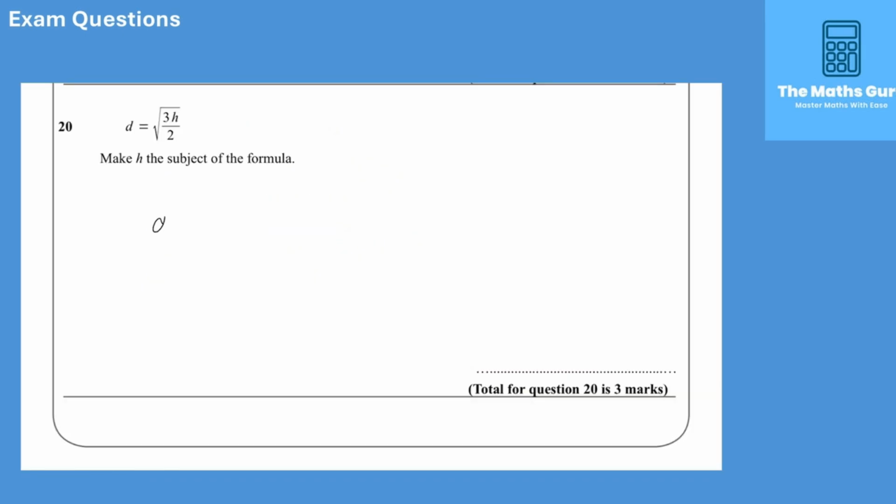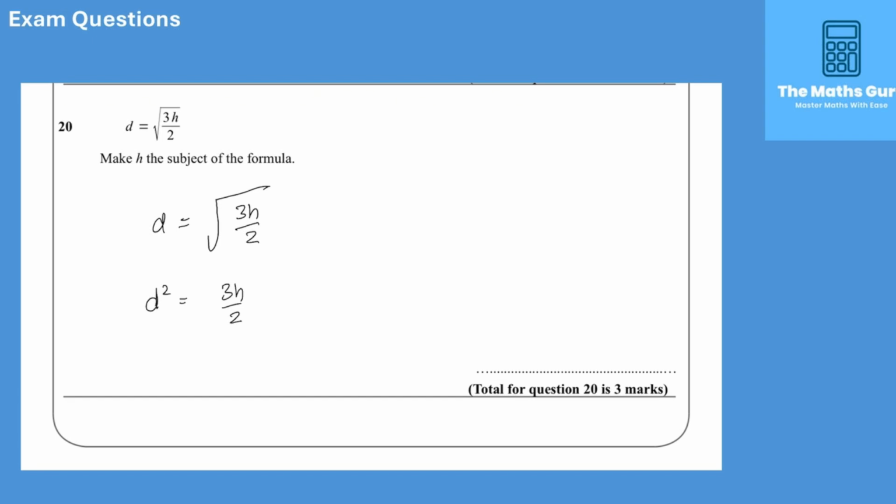Okay, moving on to the last question of today. We have d is equal to the square root of 3h over 2. Now to make h the subject of this formula, we see that the expression involving h is being acted on by a square root function. We then apply the opposite of the square root function and square both sides to eradicate our square root. So this is going to leave us with d squared equals 3h over 2 because I've squared both sides.